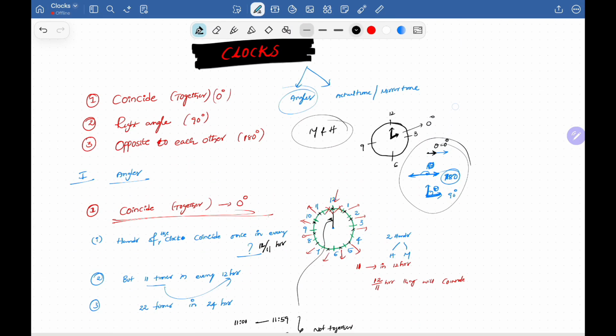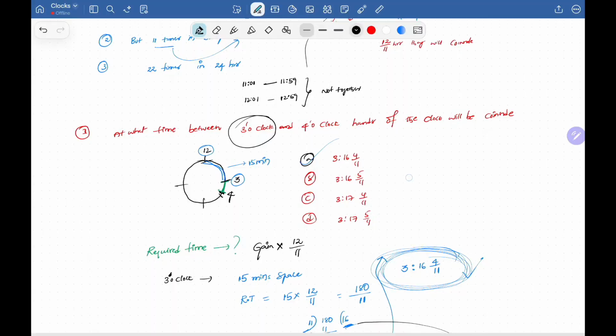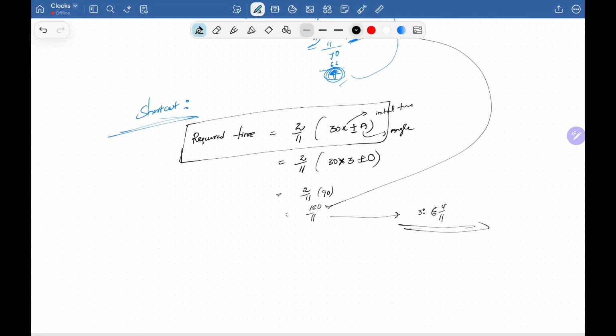So first I explained the concept of the coincide and together: how they are being coincided, how many times they are being coincided. Everything I have explained here. The next ones are right angle and opposite to each other, which I'll also explain. First focus on this one. So you got to know how to solve these questions. Should I explain one more question? Yeah, one more question I'll explain and I'll close this class because I have other work. I'll upload the rest of the questions in the next video.